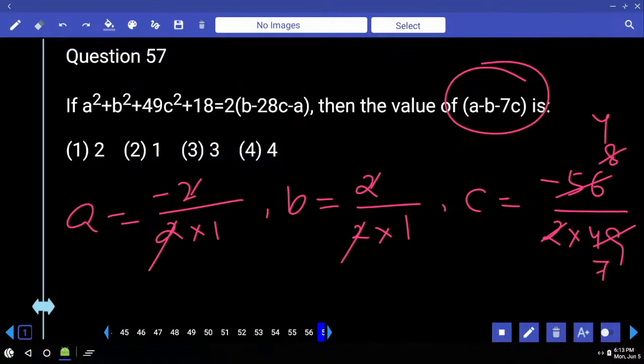Then find A minus B minus C. That is minus 2 plus 4, minus 2. Sorry, minus 1 plus 4. Yes. So answer is plus 2. A is minus 1, B is 1, C is minus 4 by 7.